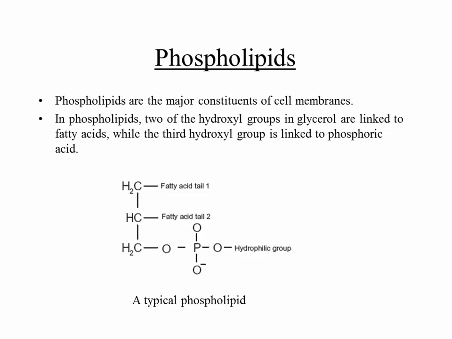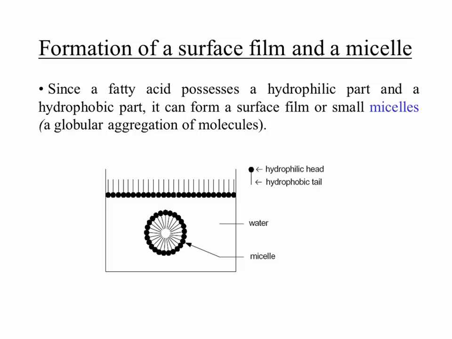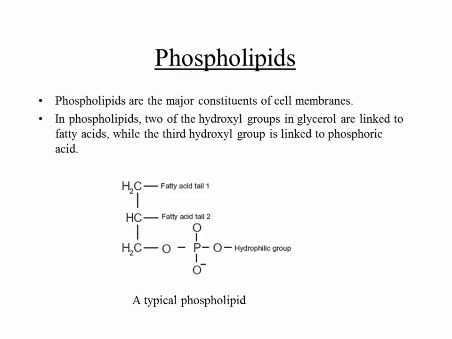So phospholipids are the major constituents of cell membranes. In phospholipids, 2 of the hydroxyl groups in glycerol are linked to fatty acids. So those are hydrophobic, while the third hydroxyl group is linked to phosphoric acid or inorganic phosphate. And that gives you a typical phospholipid. And you can also have what are called glycolipids, where it's linked to a sugar, because sugar also likes water.